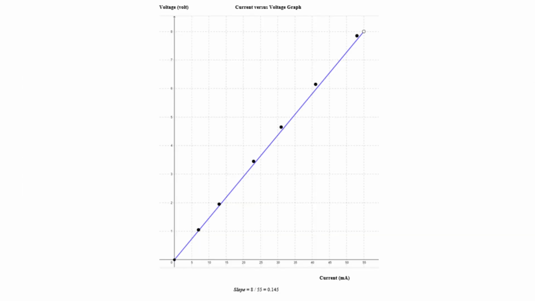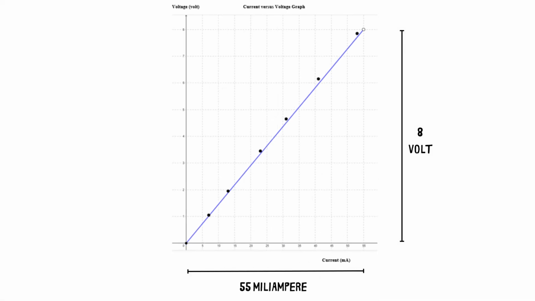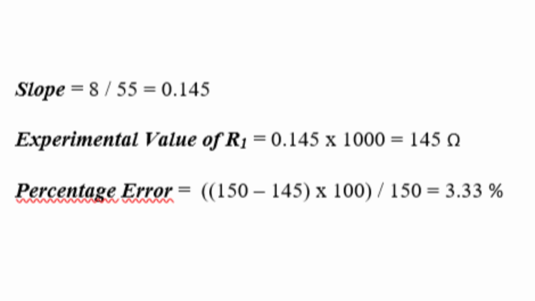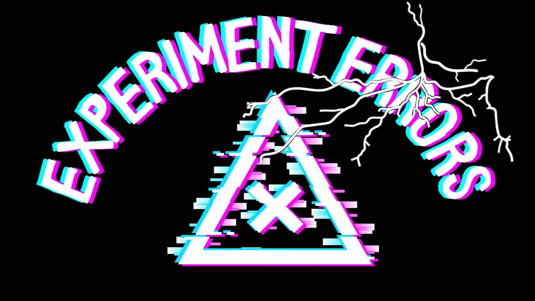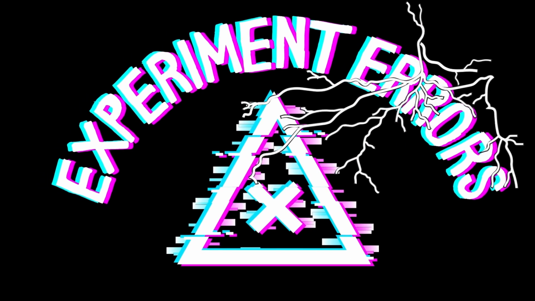At the last stage, I drew a voltage-current graph for R1 and I measured its slope. After doing unit conversion, I found the experimental R1 value as 145 ohm by Ohm's law. Knowing that the real value of R1 is 150 ohm, I concluded that I have a 3.3% error in the experiment. However, there are some errors in my experiment.